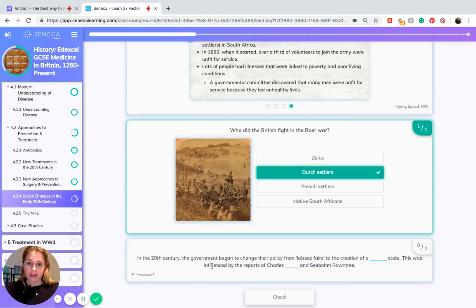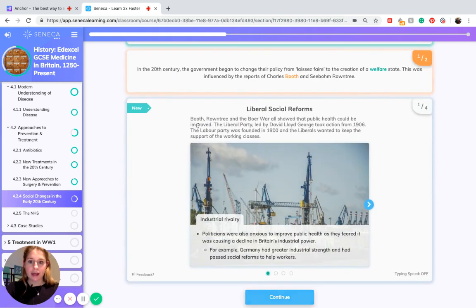In the 20th century, as we just learned, the government began to change their policy to the creation of a welfare state, and this was influenced by the reports of Charles Booth and C. Rowntree. So Booth, Rowntree and the Boer War all showed that the public health could be improved.